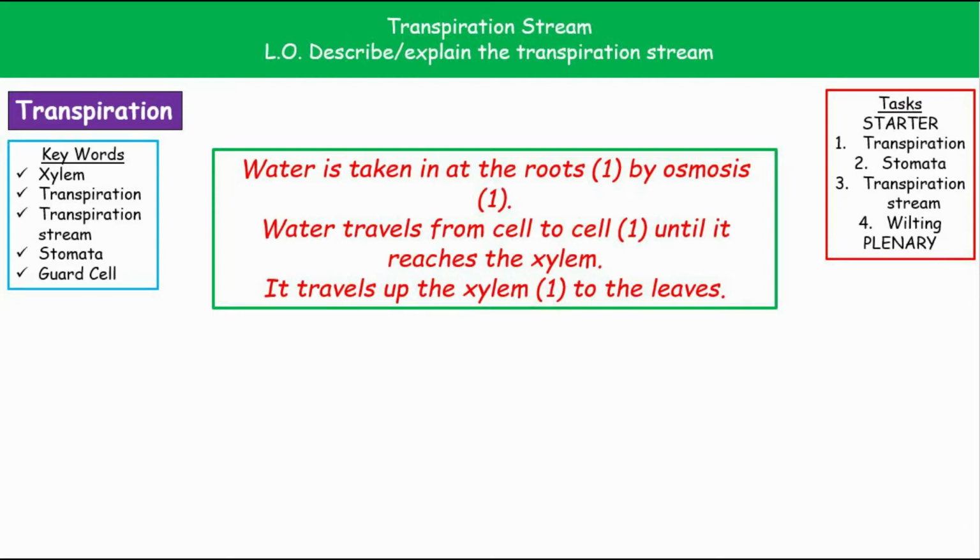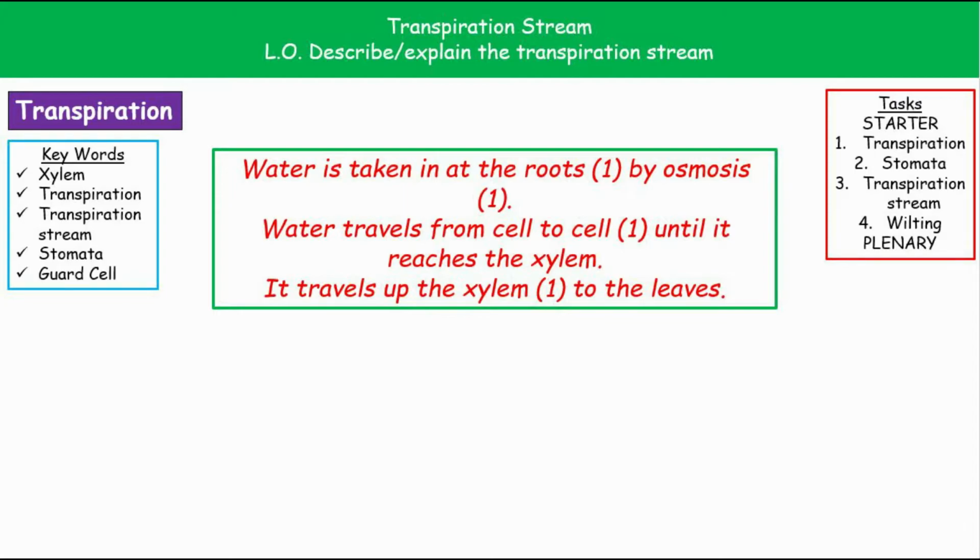And hopefully we remember the definition of osmosis is that water is moving from an area of high water concentration to an area of low water concentration across a partially permeable membrane. The next bit we need to talk about is what happens once it's got into the root.